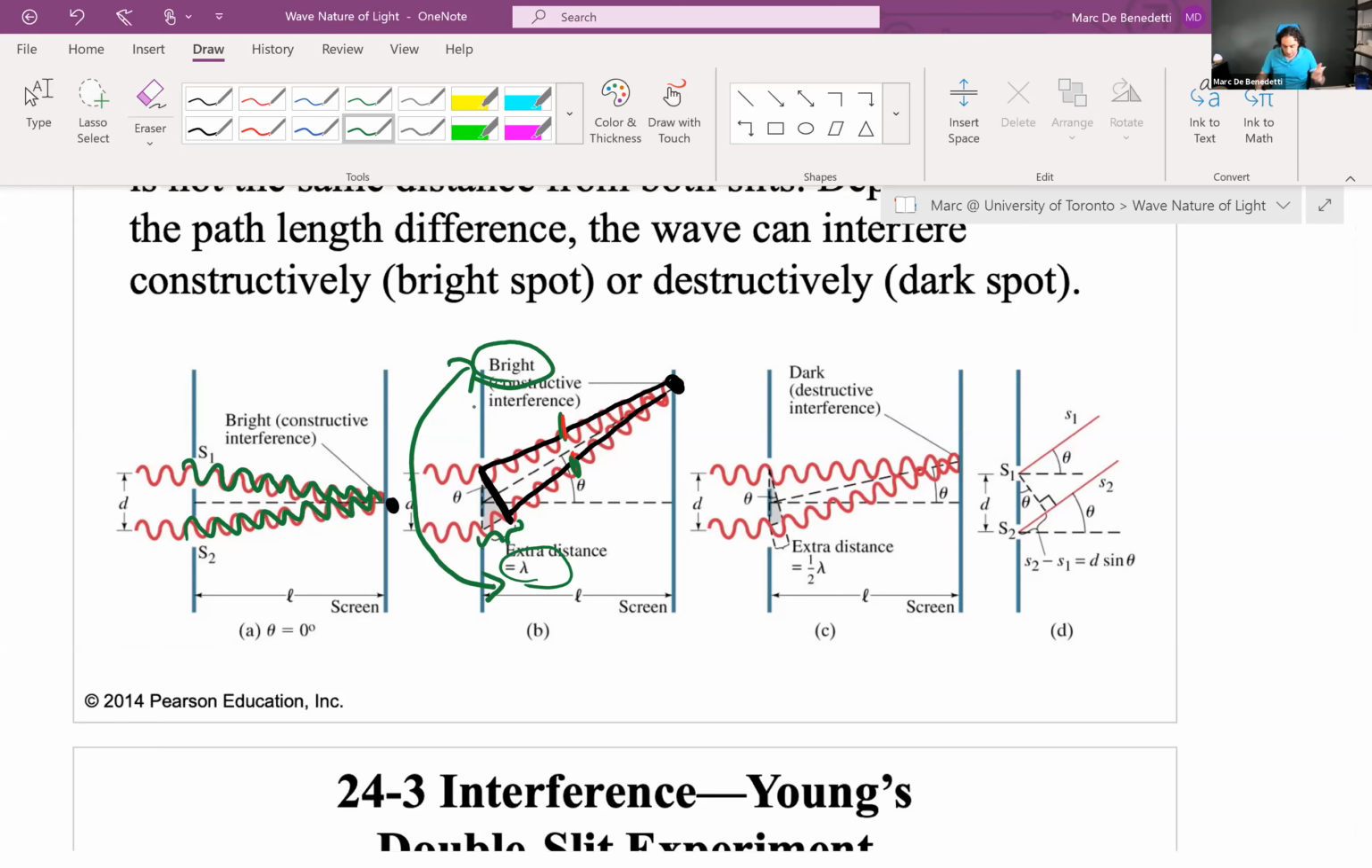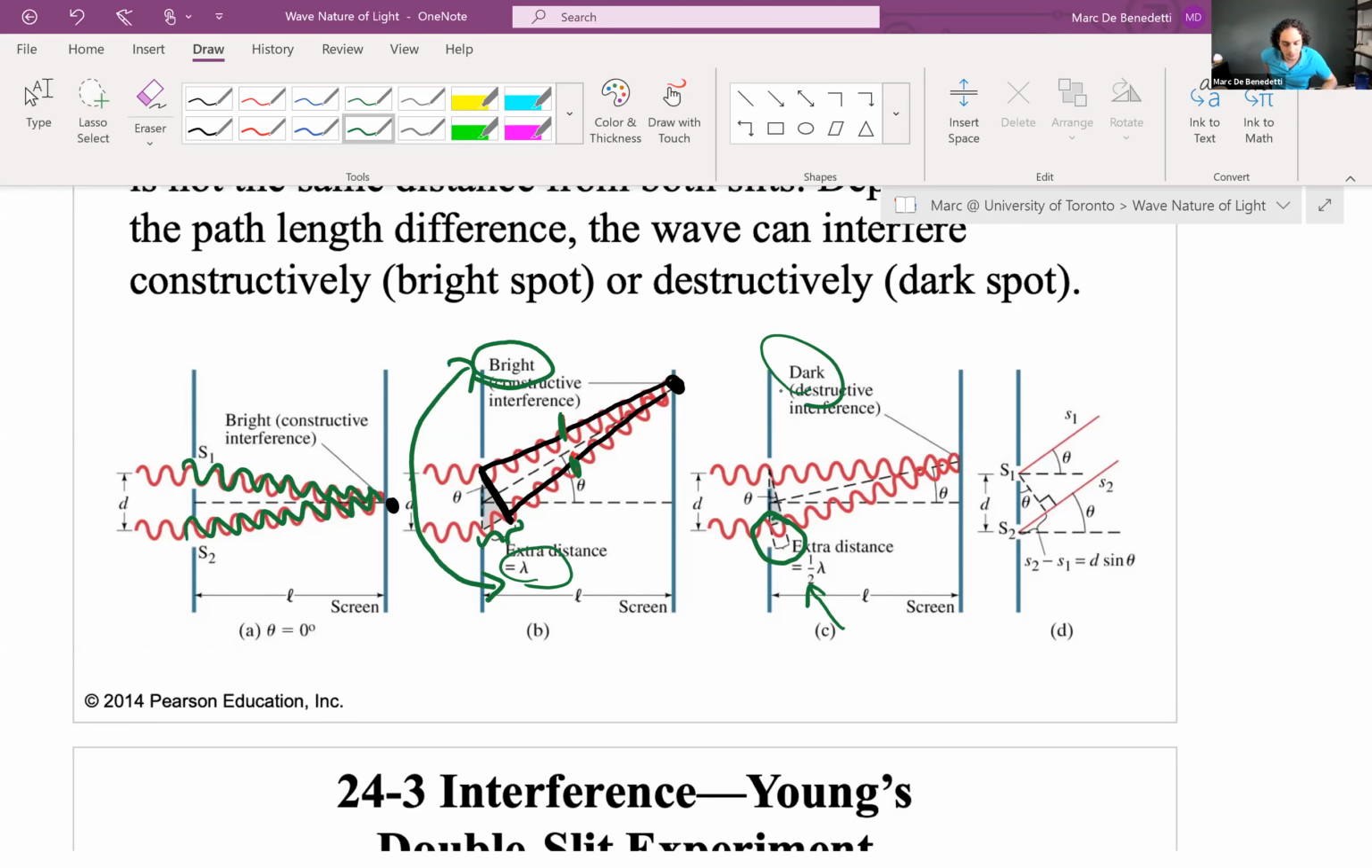Now we can do the same analysis where the extra distance is not a whole number multiple of lambda, specifically if it's out of phase, we know it's going to be a 0.5, like 0.5, 1.5, 2.5, 3.5, whatever. If it's 0.5, then they're going to be perfectly out of phase with one another, and then you're going to get a dark spot. So that's what leads to the bright, dark, bright, dark, bright, dark.